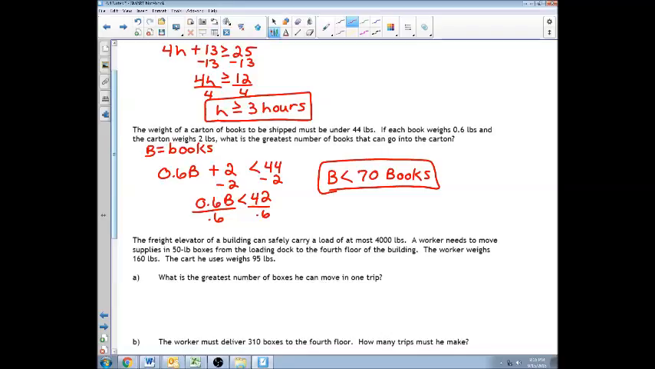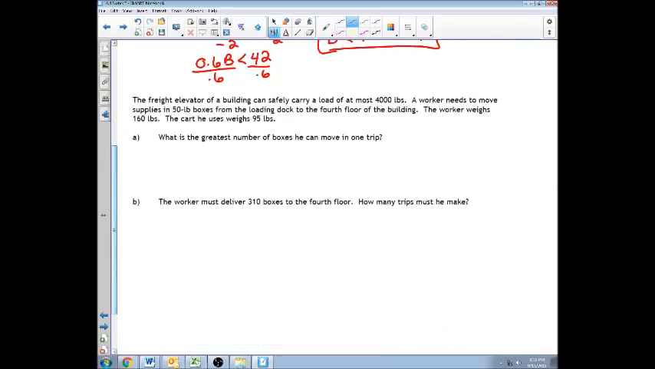All right, on to the most difficult problem we have so far. The freight elevator of a building can safely carry a load of at most 4,000 pounds. How can I say that with inequality terms? At most 4,000, well, that would be less than or equal to the 4,000 pounds, right? A worker needs to move supplies in 50-pound boxes from the loading dock to the 4th floor of the building. What's the only thing there that really matters? Well, it is the 50-pound boxes.